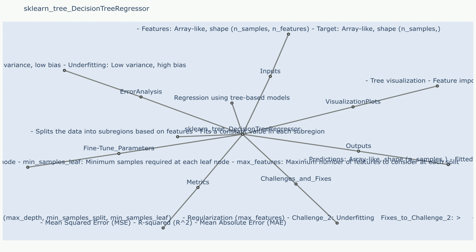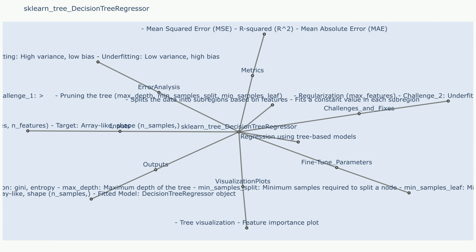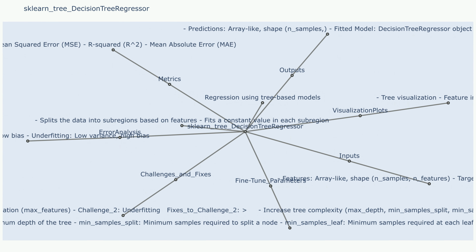Sample use case that resulted in challenge 1: a decision tree with a large depth might capture noise in the training data, leading to overfitting. Fixes to challenge 1: reduce the tree's depth using the max depth parameter. Increase the min samples split and min samples leaf parameters to prevent splits on small subsets of data. Apply pruning techniques to remove unnecessary branches.